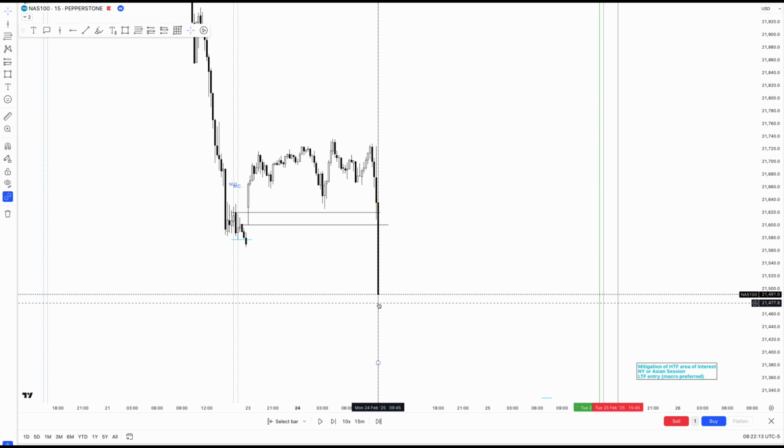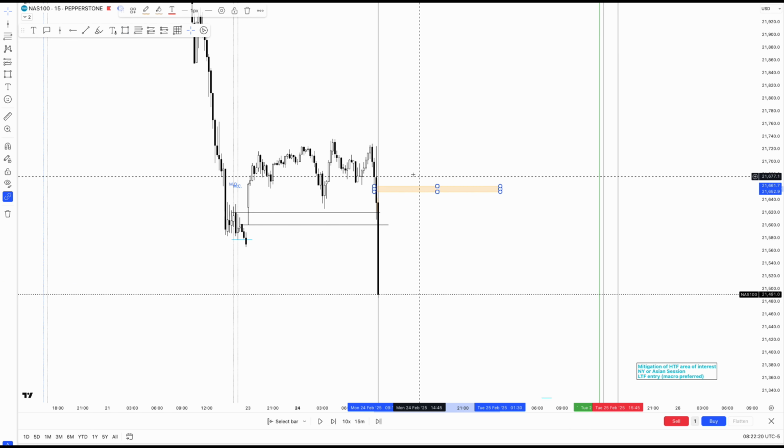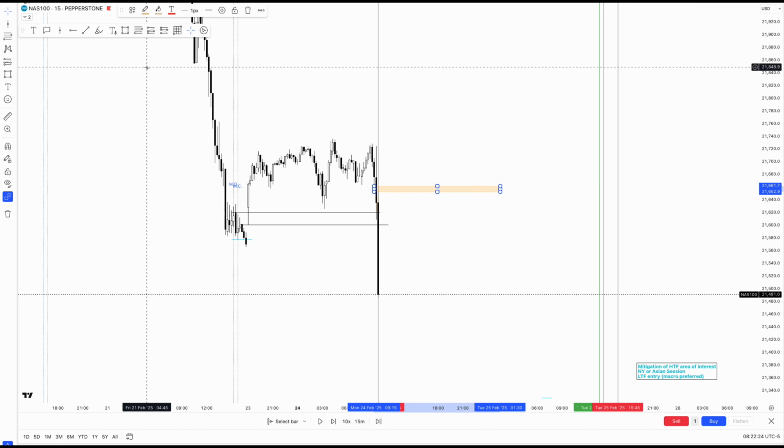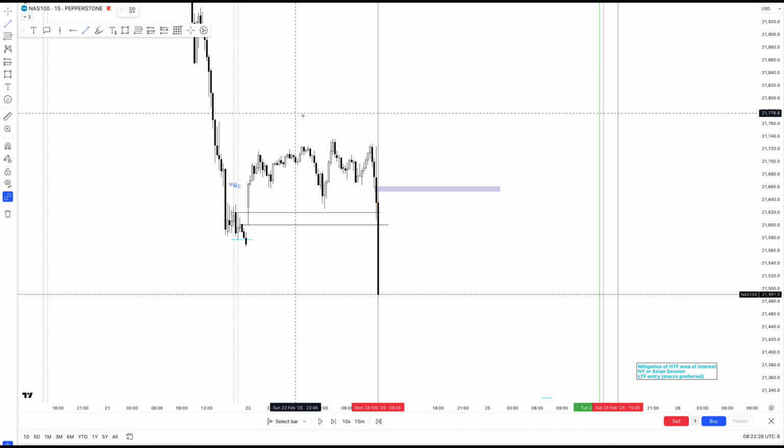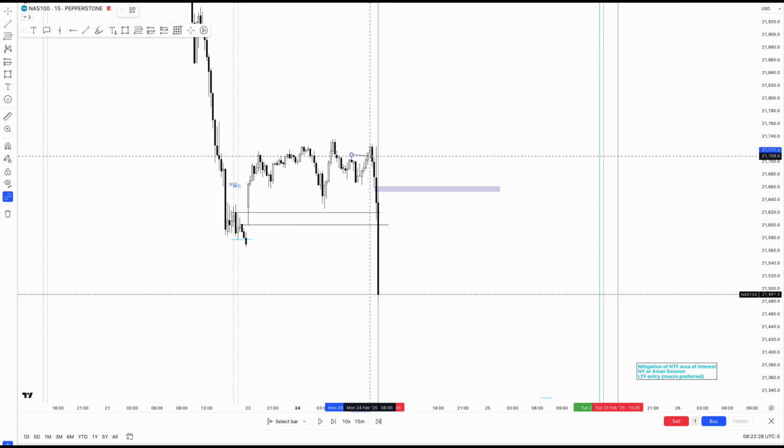Then we see with this push down, it's giving us a lot of imbalance, and then it's going to come back and be another area of interest for us because it's sweeping all this liquidity here. It's imbalance. Sweeping all this liquidity here. Then we see a break to the downside, breaking a lot of swing lows.